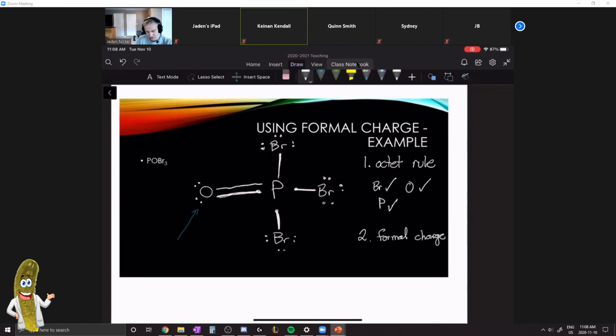This one, as far as a test scenario where I gave you POBr3 with no charge whatsoever, would be more correct because this is more stable than having a negatively charged oxygen and a positively charged phosphorus. This is the more stable version of that.